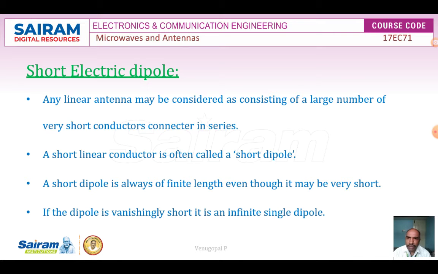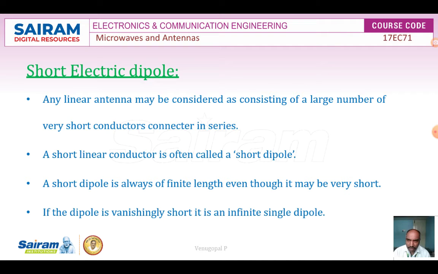Let's start with the electric dipole. You are already aware of the linear antenna, the antenna consisting of various conductors. If the linear antenna consists of a small number of conductors connected in series, these short conductors are called a short dipole. So it has a finite length.